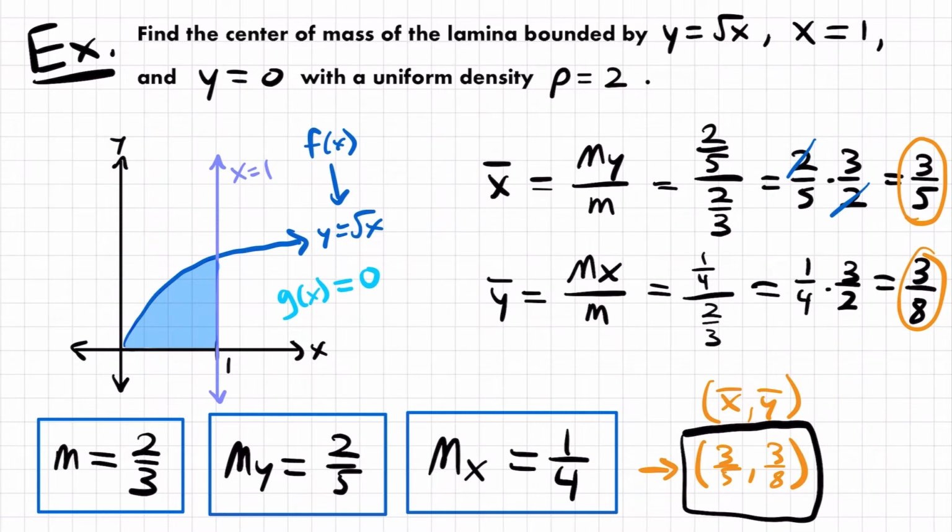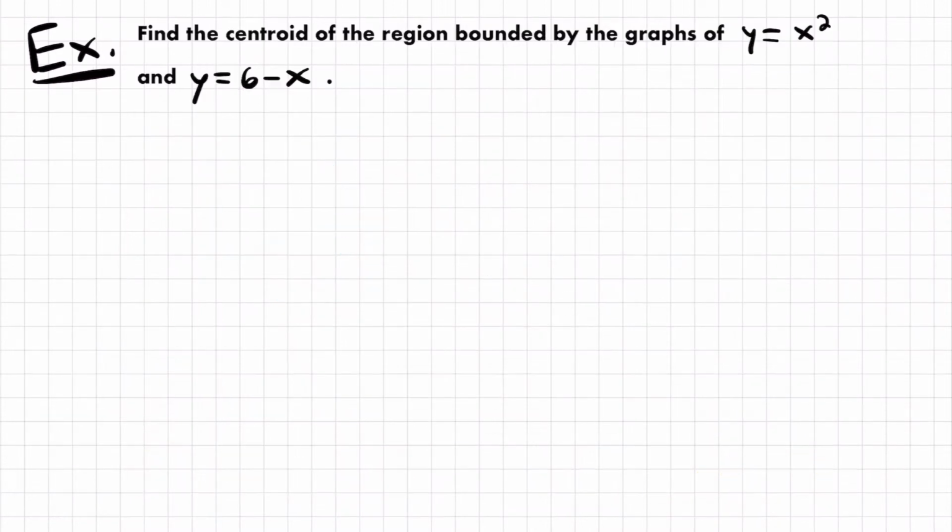Let's look at one more example problem for this video. All right, so here's our last example. We want to find the centroid of the region bounded by the graphs of y equals x squared and y equals 6 minus x. All right, and so find the centroid is just another way of saying find the center of mass for the region bounded by these graphs. Centroid and center of mass are essentially the same thing.